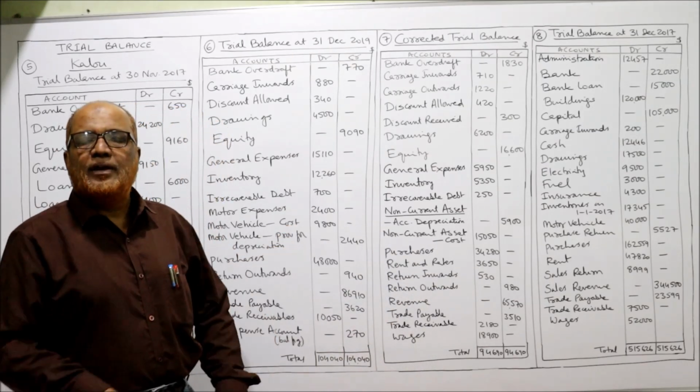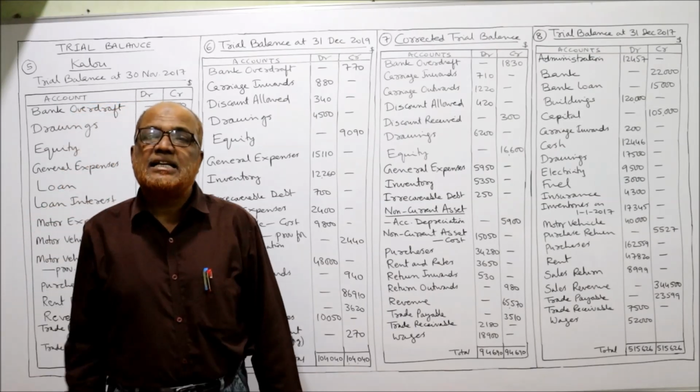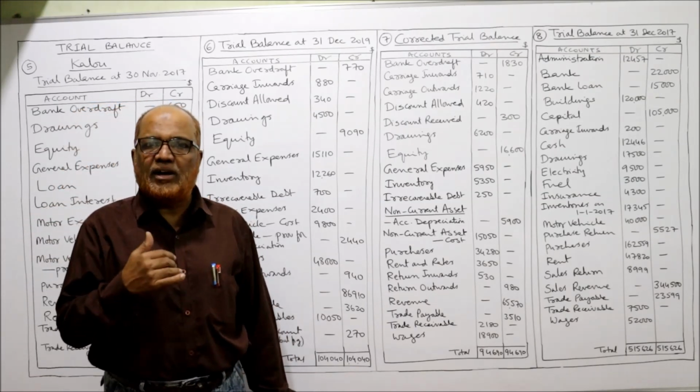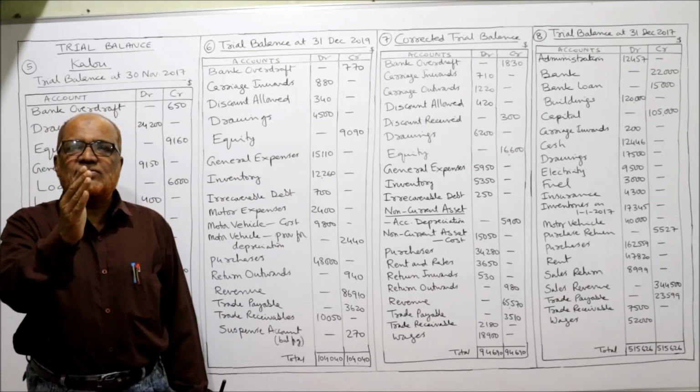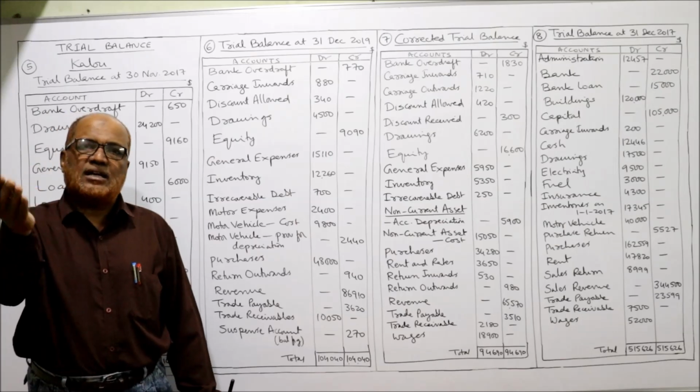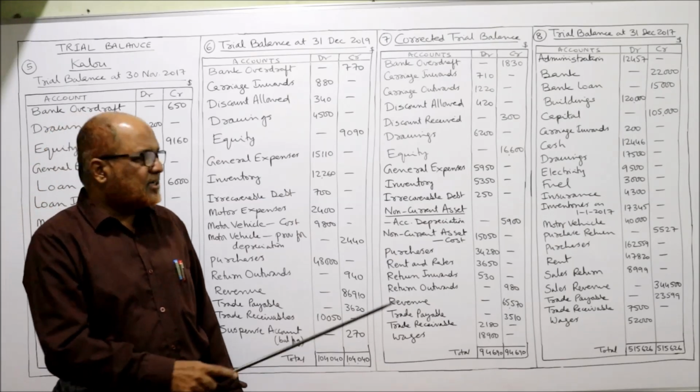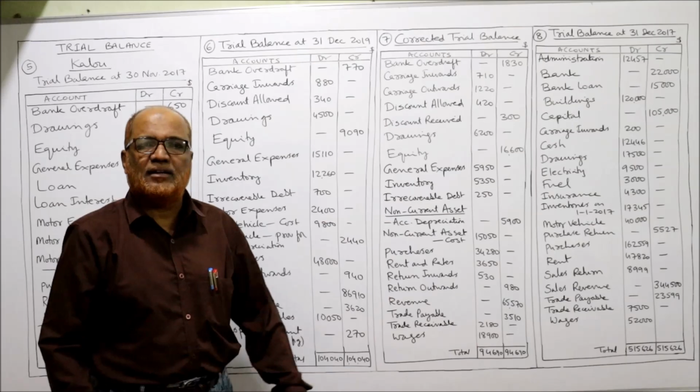Return inward. Return inward means sales return. It will show debit balance. Sales will show credit balance. Sales return will show debit balance. So return inwards, debit side 530.